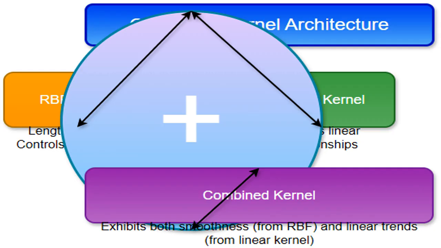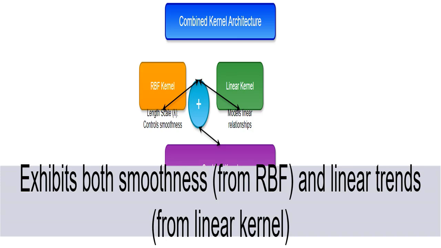This symbol represents the addition of the two kernels. The RBF kernel's output and the linear kernel's output are directly summed to produce the output of the combined kernel. It's simple arithmetic, but with powerful effects in the context of kernel methods. The combined kernel inherits the best aspects of both its components: smoothness from the RBF kernel and linear trends from the linear kernel. This makes it very powerful and versatile for modeling complex relationships in data. This is why we love it so much.